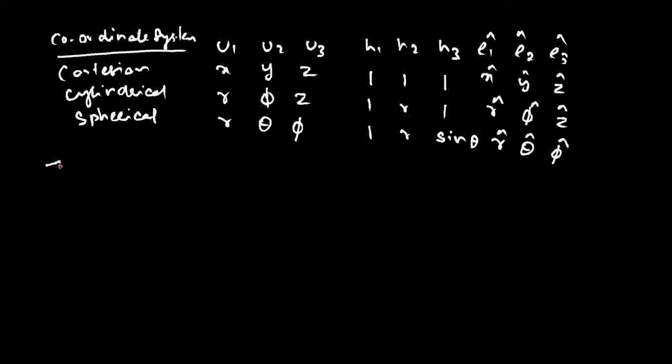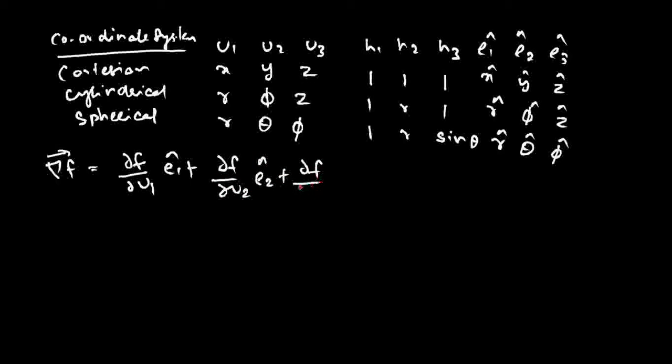So the gradient of a scalar field, del f, can be found out as dou f by dou u1 times e1 cap, plus dou f by dou u2 times e2 cap, plus dou f by dou u3 times e3 cap. Sorry, this is r sin theta, not just sin theta.